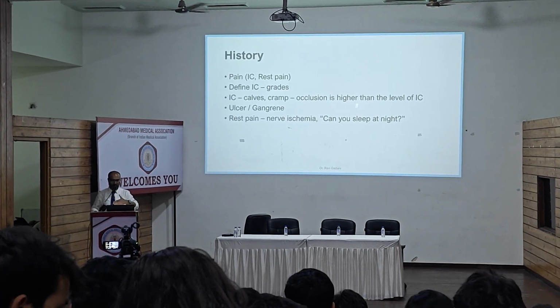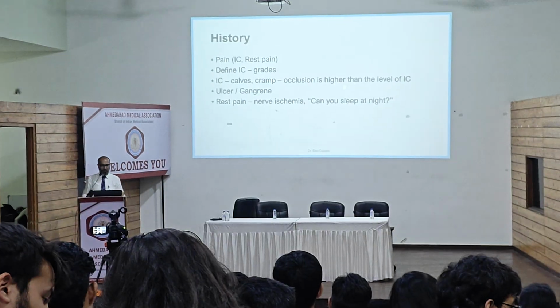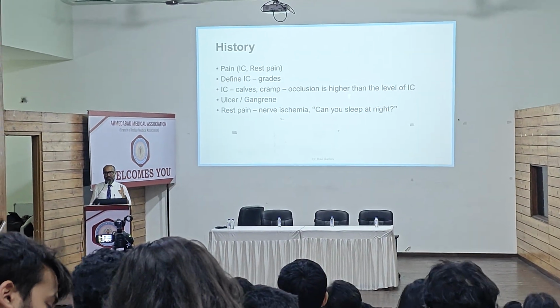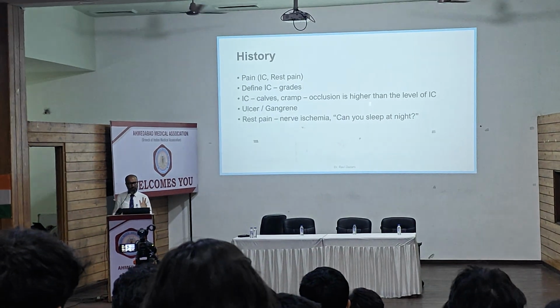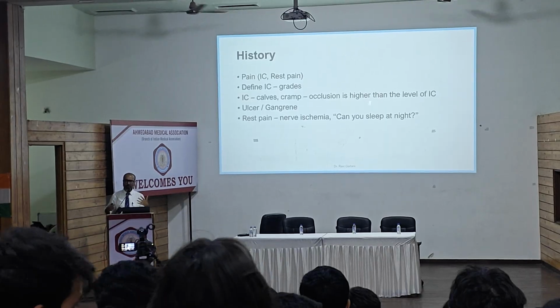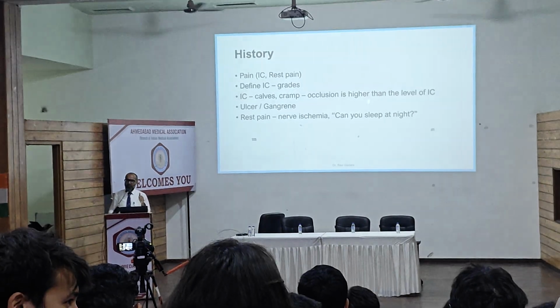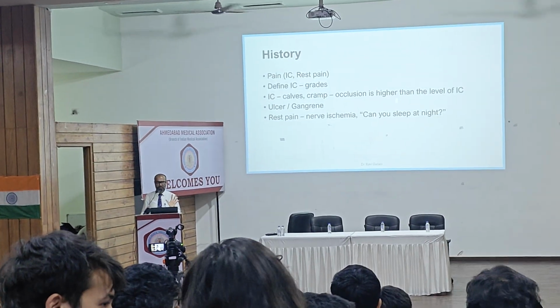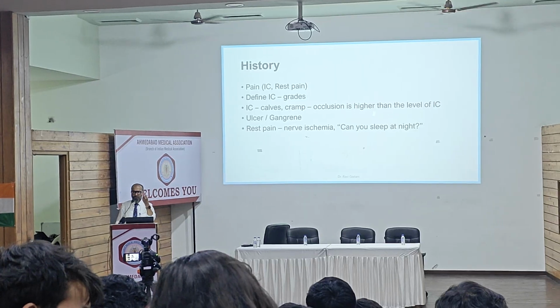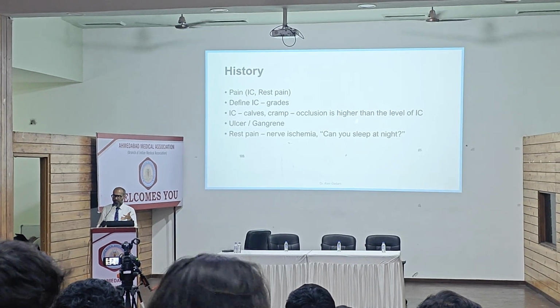Maybe calf and foot. Boyd's classification, everybody knows. Four grades. The fourth grade is rest pain. Always remember how to differentiate. How do you say that it is rest pain? Rest pain is due to ischemic nerves. So it is no more inflammatory pain. It is ischemic pain, right?